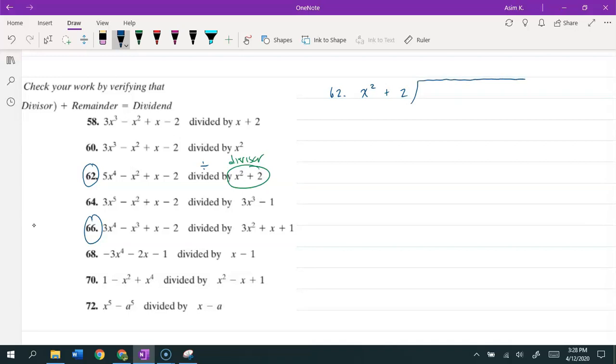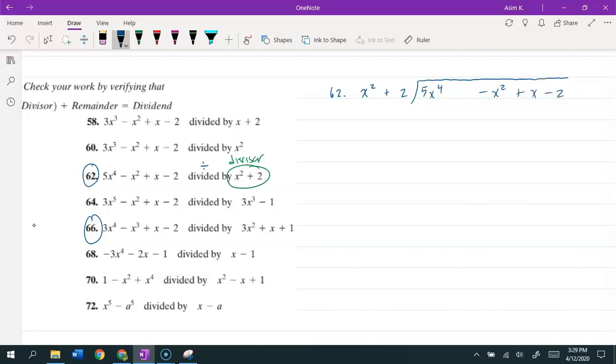And so it says 5x to the power of 4. We'll put 5x to the power of 4. And then it says minus x squared. What I'm going to do, without much explanation right now, is put minus x squared, but after some space, then it says plus x, and then it says minus 2.